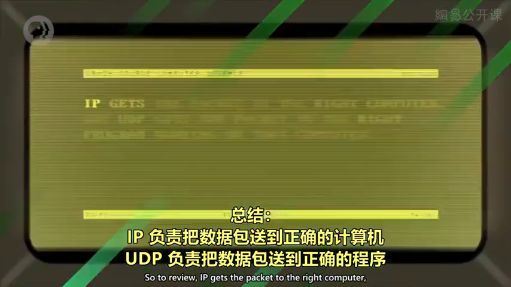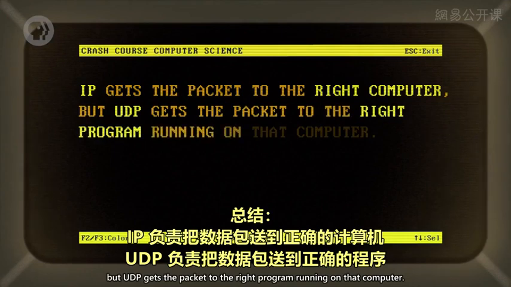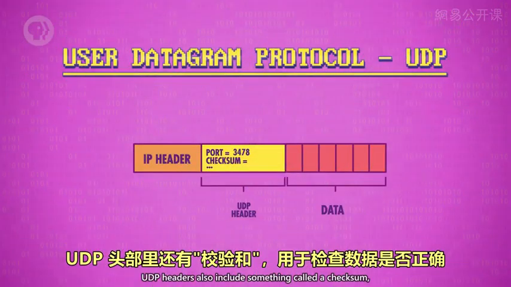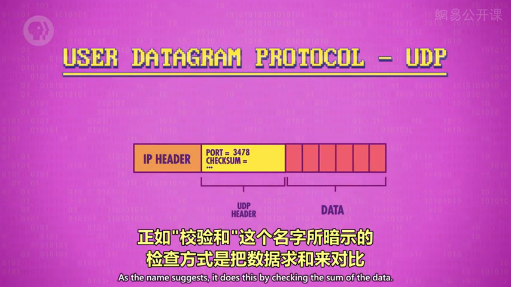So to review, IP gets the packet to the right computer, but UDP gets the packet to the right program running on that computer. UDP headers also include something called a checksum, which allows the data to be verified for correctness. As the name suggests, it does this by checking the sum of the data.